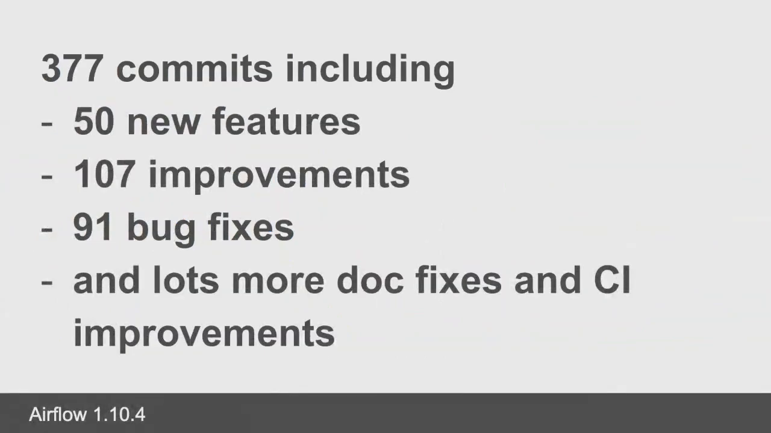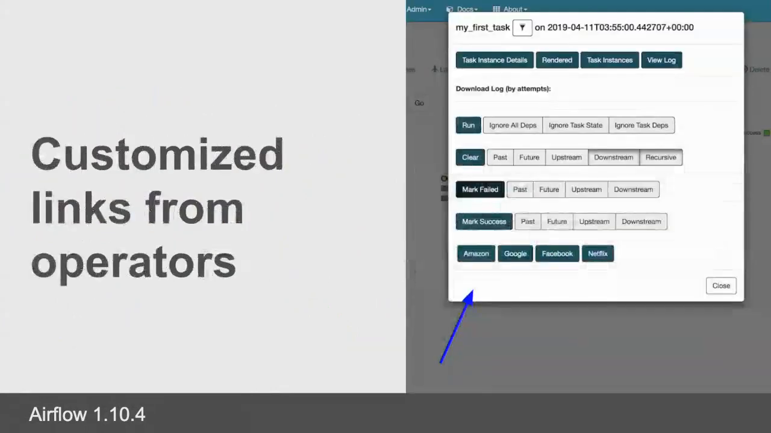Summary, lots of commits, lots of fixes. Some of the more interesting ones, you can now add customized links in your operators. So this row of buttons down here, the Amazon, Google, Facebook, Netflix, you can add a bit of code into your custom operators and then make that link somewhere. An example of where you might want that is you could link to your Spark logs directly from the Airflow task overview without having to dig in, get the URL, copy it, and find it manually.